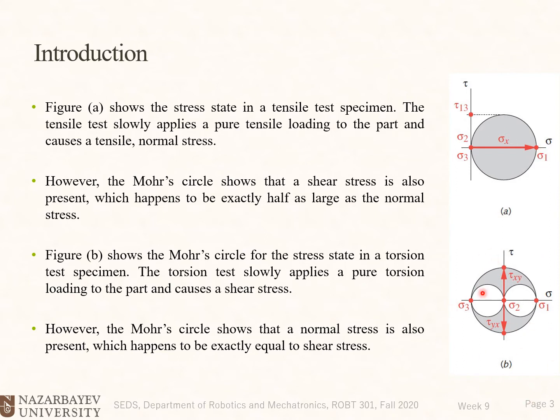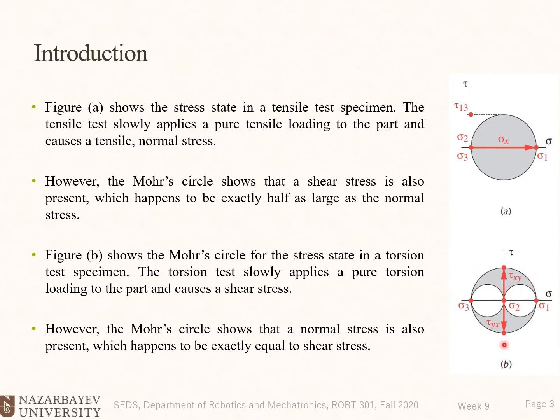Now we have another Mohr circle. Figure B shows the Mohr circle for the stress state in a torsion test specimen. The torsion test slowly applies a pure torsion loading to the part and causes a shear stress. Again, we had this plot many times in the past. If you don't recall how to plot these Mohr circles, please go back to that section, review the Mohr circle, and see how you could draw them.